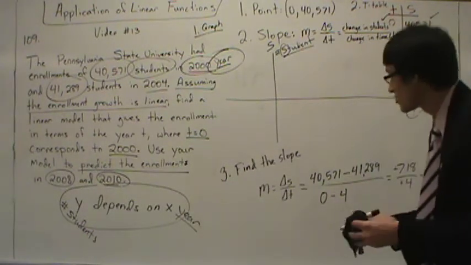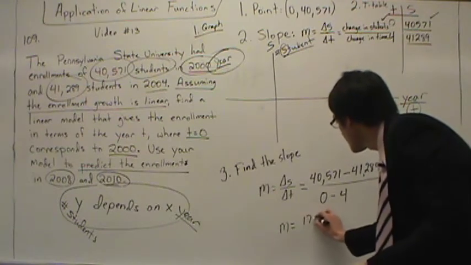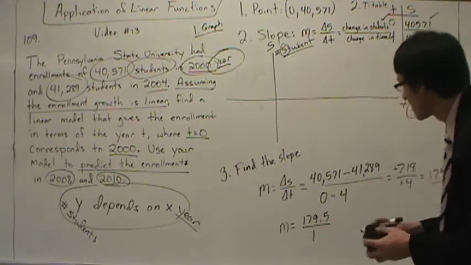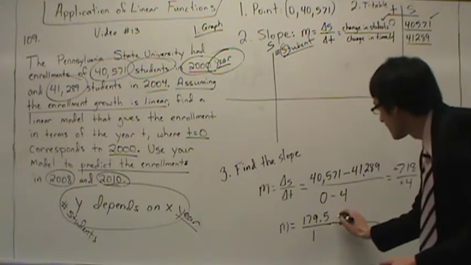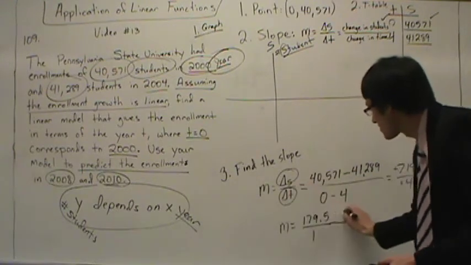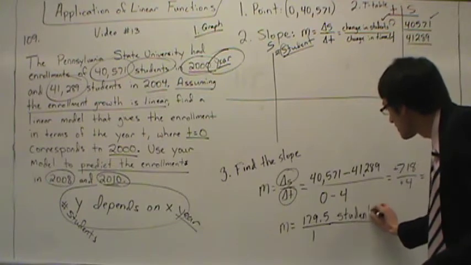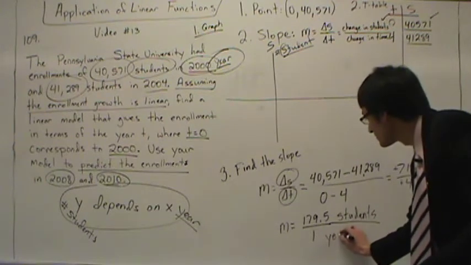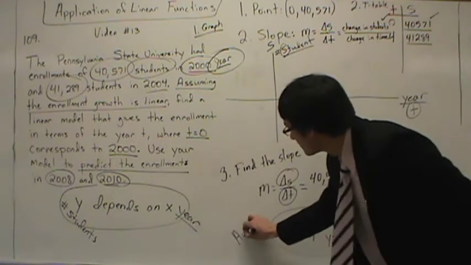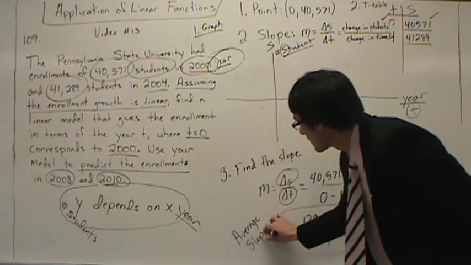Okay, so what is this saying? Again, we need to interpret the slope. Slope is 179.5. Go ahead and write this over 1. And 179.5 represents the top, remember, is students. The bottom is year, so 179.5 students per 1 year. Now we called this in the last video the average slope. I'm going to explain why in a minute. Average slope.